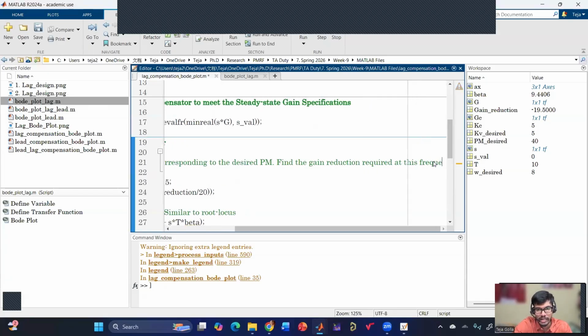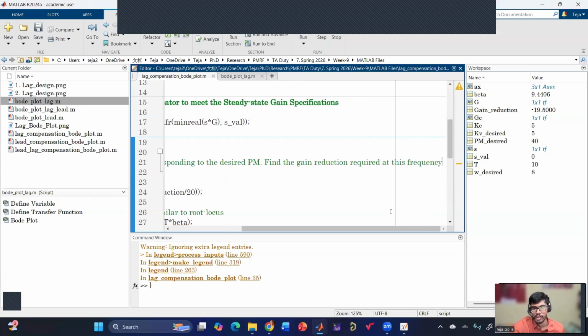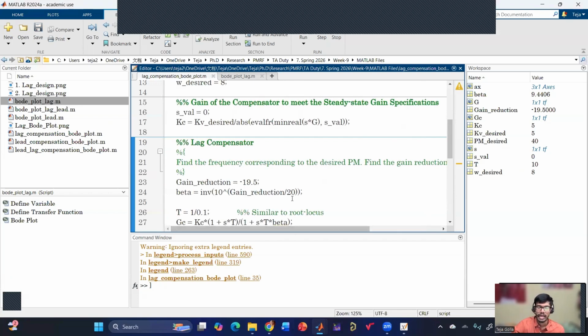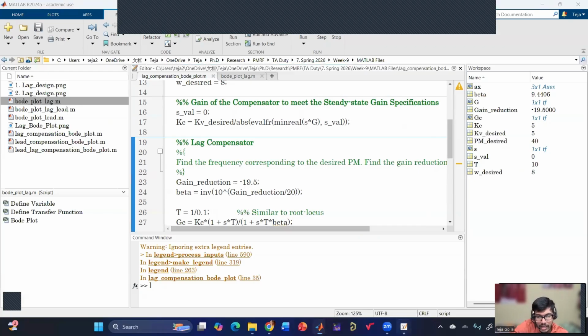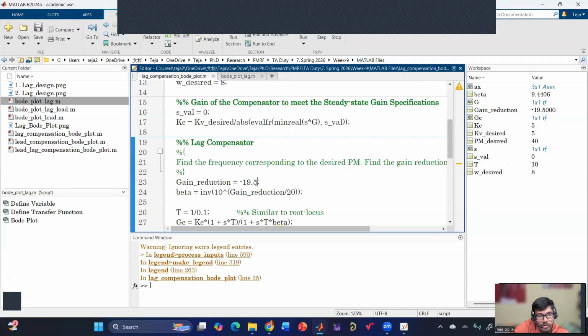So first we are finding how much phase margin we need plus a correction term, and wherever it is happening, there we are trying to reduce the gain using this lag compensator. And then how much did I get? I got 19.1 dB. So if my reduction is 19.1, I am calculating my beta. The gain reduction that needs to be achieved by this lag compensator is minus 19.1 dB.